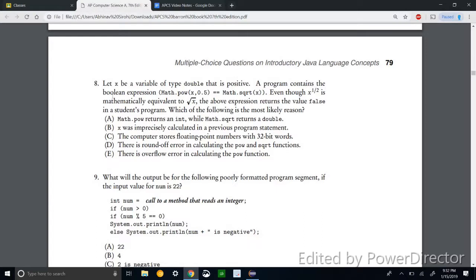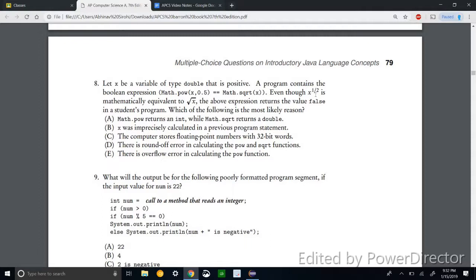Suppose a program contains the Boolean expression Math.pow(x, 0.5) equals Math.sqrt(x). Even though x to the 1/2 is mathematically equivalent to the square root of x, the above expression returns the value false in a student's program. Which of the following is the most likely reason?